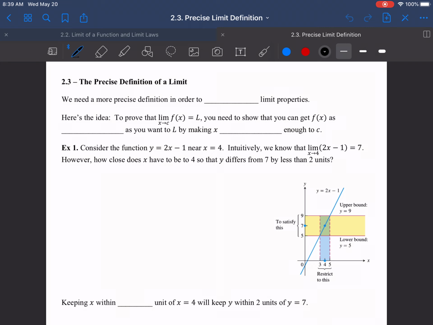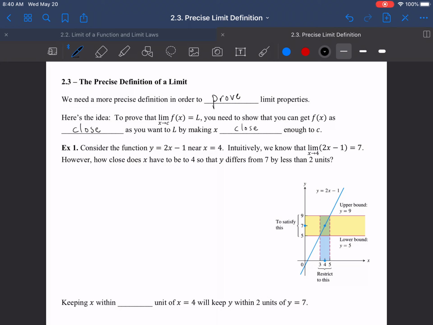So we need a more precise definition in order to prove limit properties. Plus, like I said, it's also going to be pretty useful. Here's the idea. To prove that the limit of f of x as x approaches c equals L, you need to show that you can get f of x as close as you want to L by making x close enough to c. So we're basically showing that if x goes to c, then we're also going to end up getting f of x going to L as long as we get close enough.